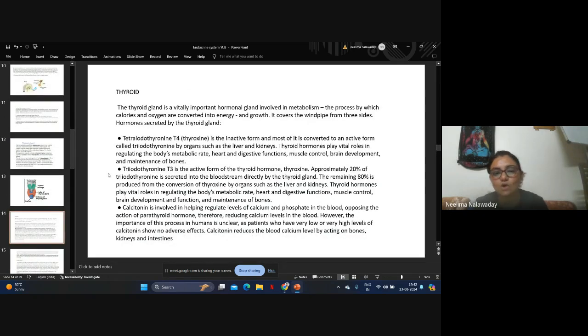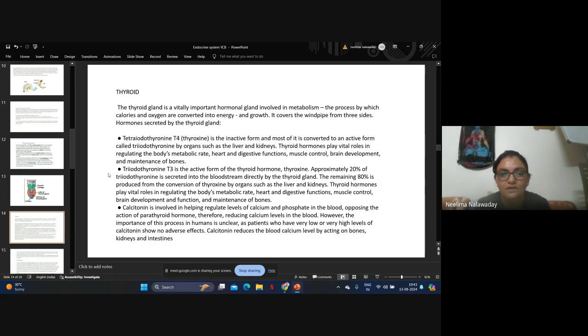Three major hormones are secreted by the thyroid gland: thyroxine, triiodothyronine, and calcitonin. We are very much familiar with these hormones. Nowadays hypothyroidism is very common. So regularly doctors prescribe blood tests for thyroid function, TSH, T3, T4, isn't it? TSH is thyroid stimulating hormone.